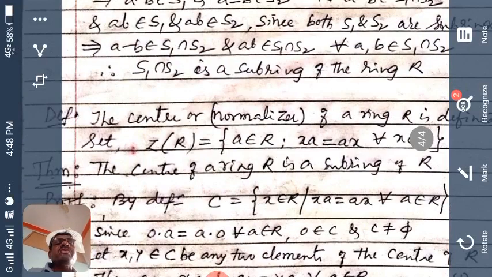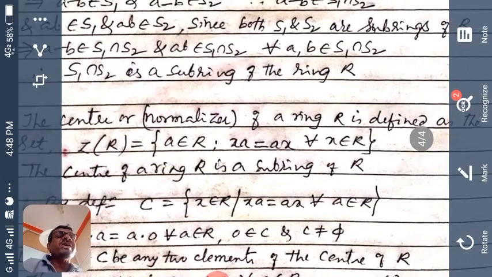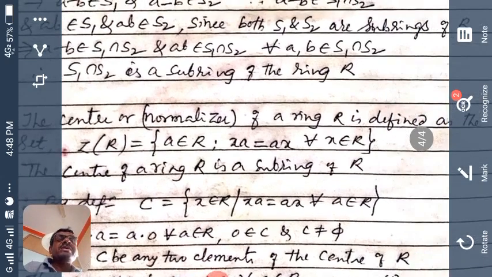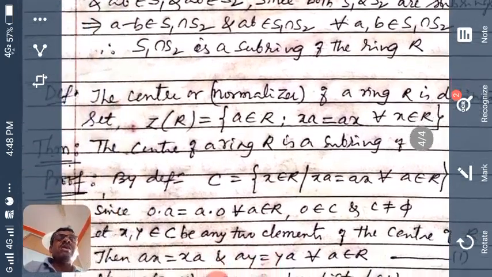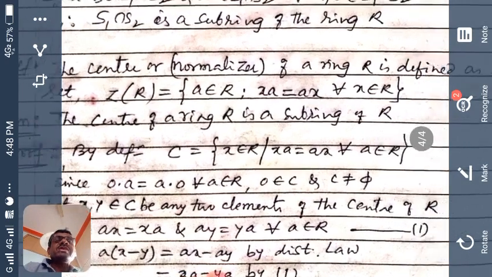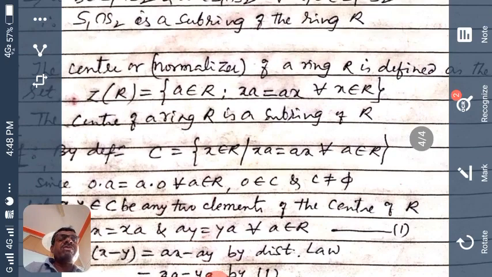Then another definition for a ring is the normalizer, in other words the center of a ring. The definition: the center or normalizer of a ring R is defined as the set Z of R equal to the set of A belonging to R such that XA is equal to AX for all X belonging to R. The center of a ring R is a subring of R. Now, by the definition of center, take one theorem: the center of a ring R is a subring of R.